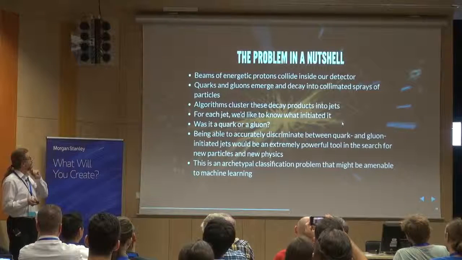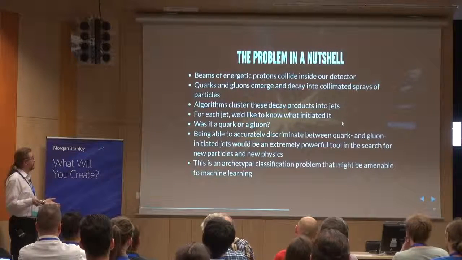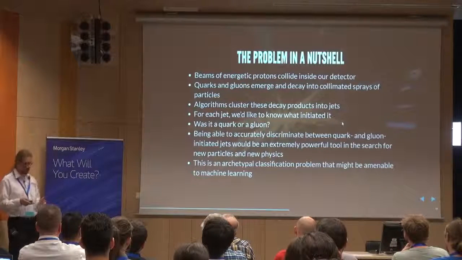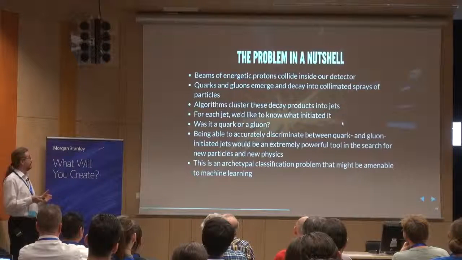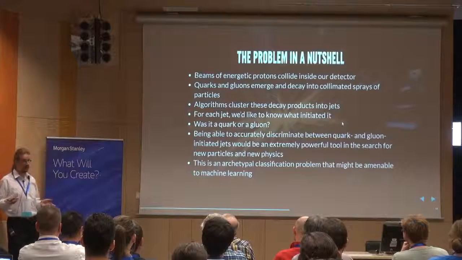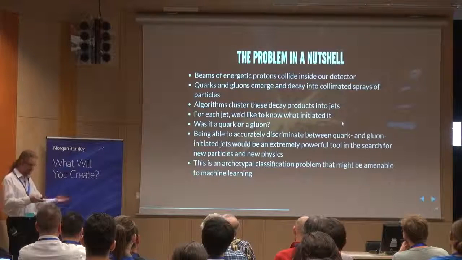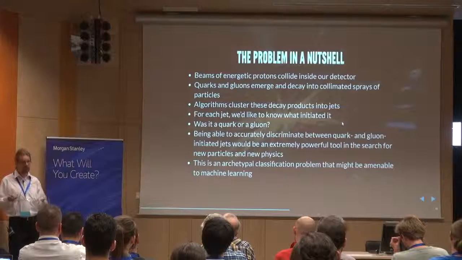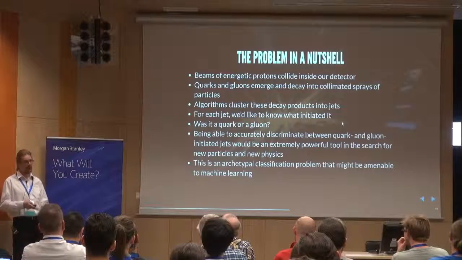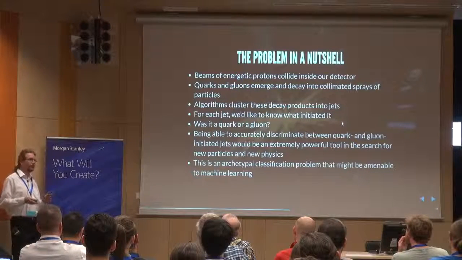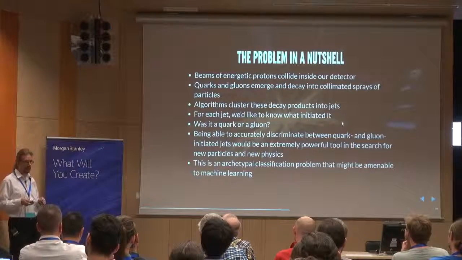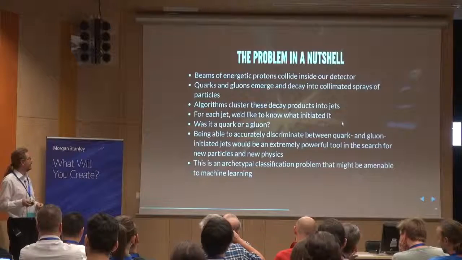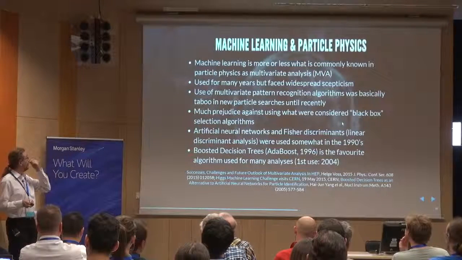So the problem, in a nutshell, is that beams of energetic protons collide in the detector. We get quarks and gluons coming out, and we have algorithms that then reconstruct these as jets. And we'd like to know for each jet what initiated it. What was the thing that it decayed from? Was it a quark or gluon? This would be very interesting because a lot of interesting stuff decays to quarks and a lot of boring stuff decays to gluons. So this would be a good way of getting a handle on backgrounds for different new particle searches. And this is something that machine learning could be useful for.